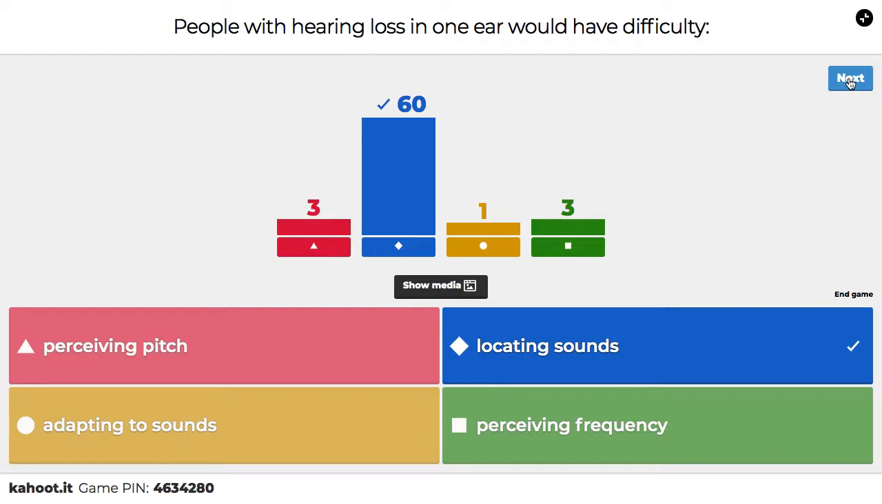Okay, so when we look at sounds, which ones were hardest to detect? Yeah, in front, on top, directly behind, because they hit both ears at once. So if you only had one ear, you'd have a harder time locating sound.